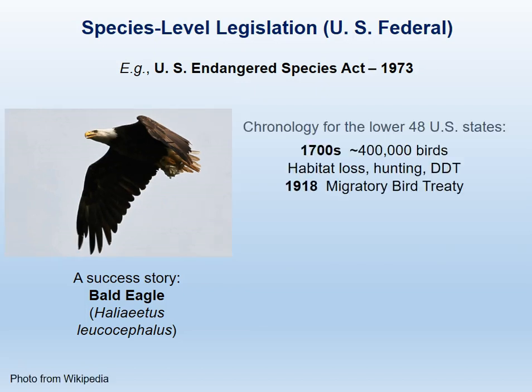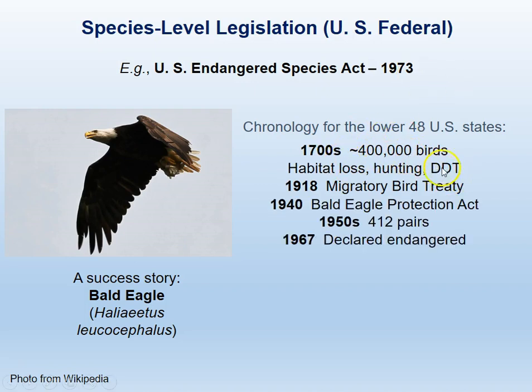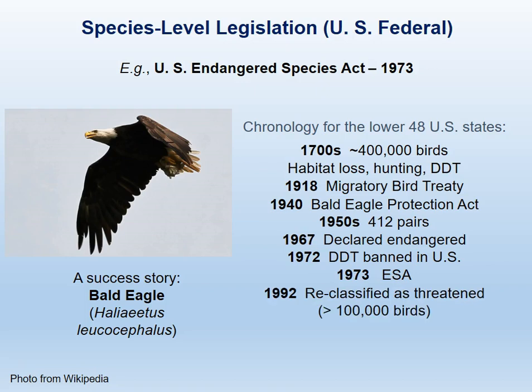So you can see their history. In the 1700s, there's about 400 birds, and then DDT, a pesticide, and habitat loss brought their numbers way down. And then the Migratory Bird Treaty and Bird Protection Act were put in place, so that you can't kill them. And in the 50s, there's only 412 pairs. In 1967, they were declared endangered. We got rid of DDT. And then in 1973, the ESA protected them. And now we have over 100,000 again. Cool.